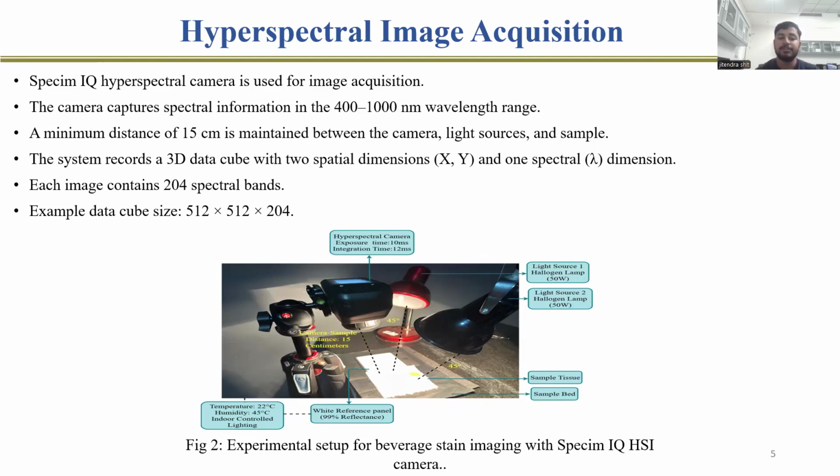The system records a 3D data cube with two spatial dimensions and one spectral dimension, and each image contains 204 bands. The size of the cube is 512 by 512 by 204 channels. In the figure below, you can see how we captured the image: two halogen lights, one camera, and a proper distance maintained. We have also used a white reference for reflectance purposes. This is how we set up the process for capturing the hyperspectral image.